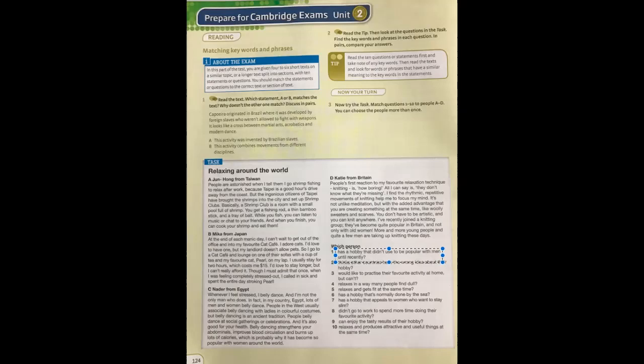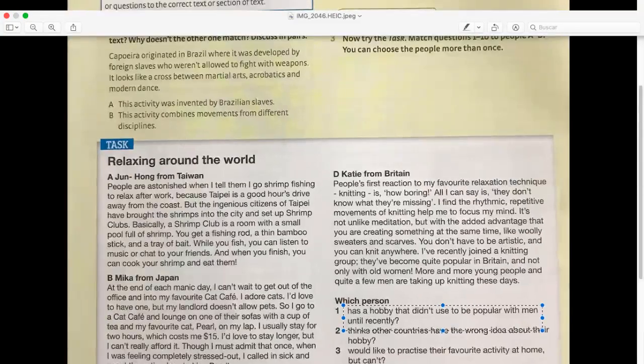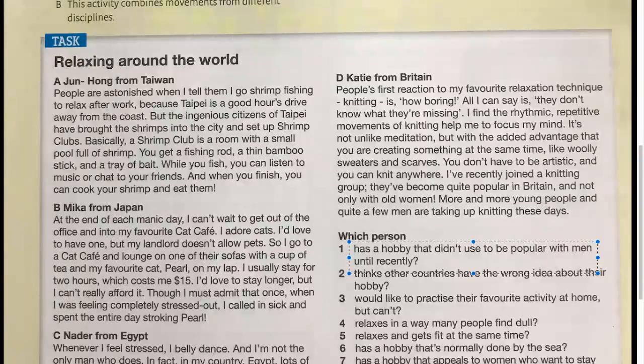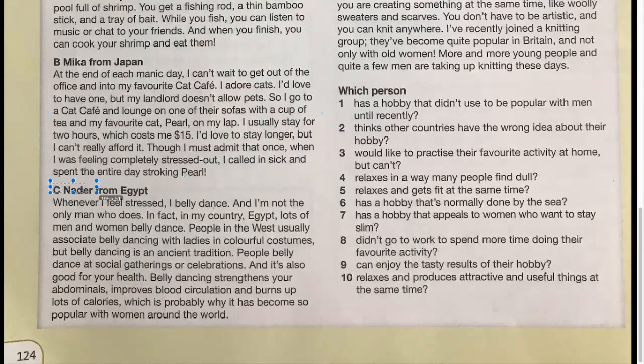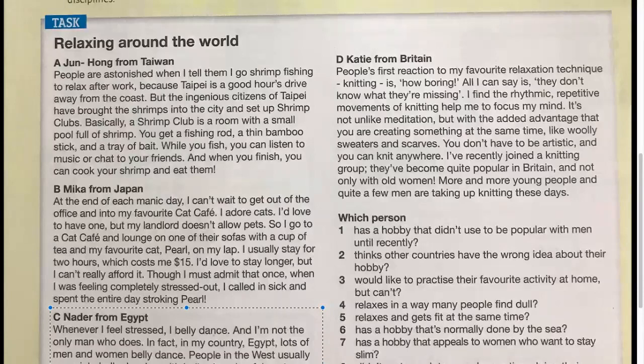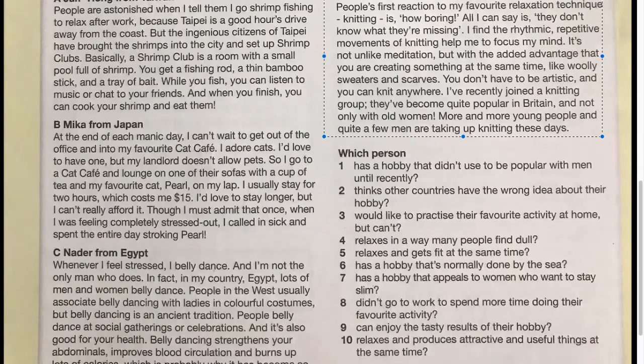And in the last exercise, you are going to try to do the task. You are going to match the questions to the people A to D. So have a look at this. You have 4 people here: Jan from Taiwan, Mika from Japan, Nader from Egypt, and Katie from Britain. So you have 4 people, and you have to match those people with the question.